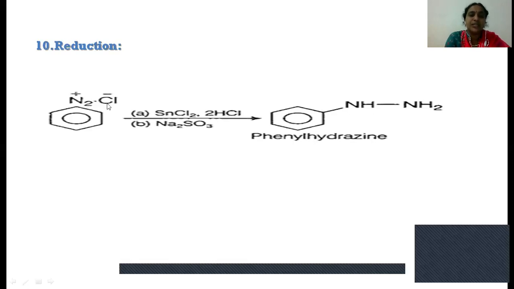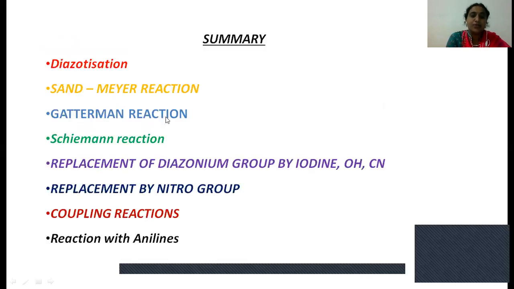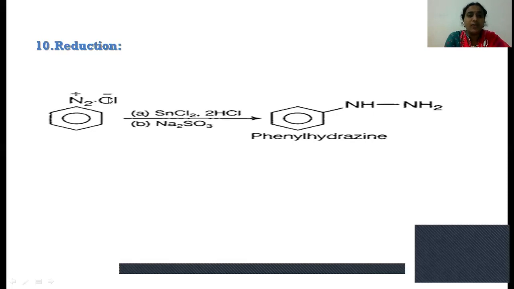The next reaction is the reduction reaction. Benzene diazonium chloride reacts with tin, that is tin dichloride, in the presence of HCl, or with sodium sulfite. These are the reducing agents. Reduction is nothing but the addition of hydrogen or removal of oxygen. This reduction process is completely the reverse of the oxidation process.